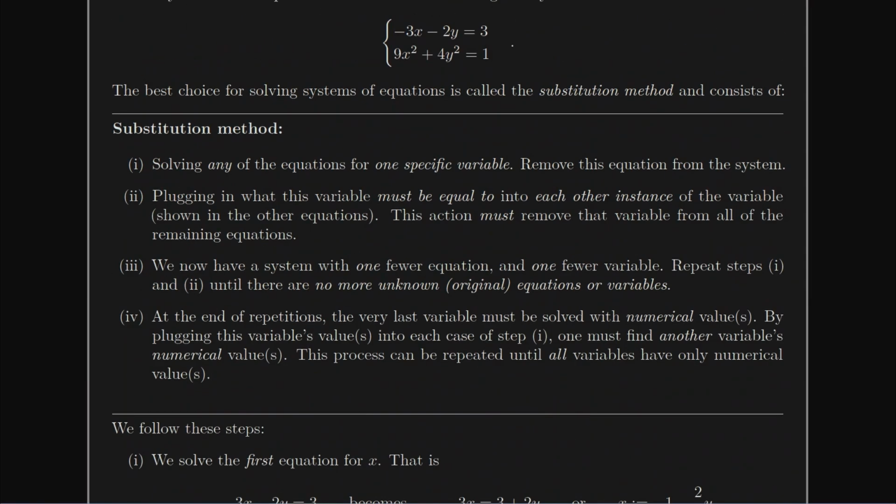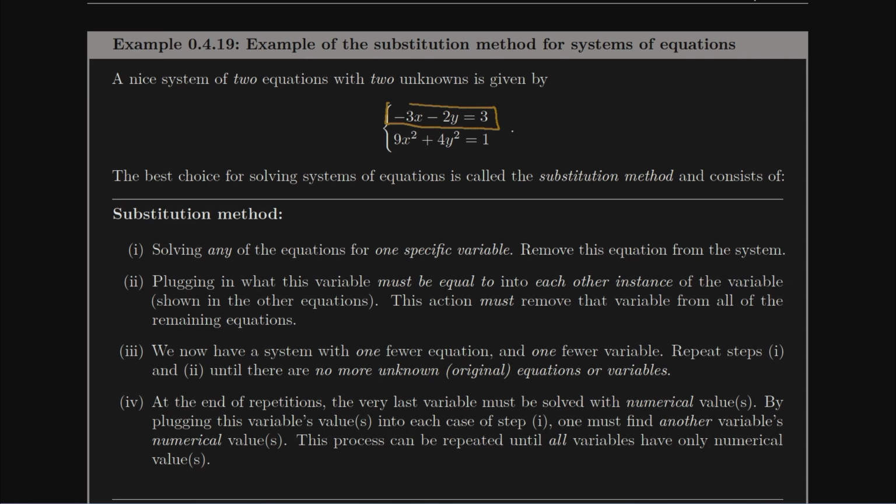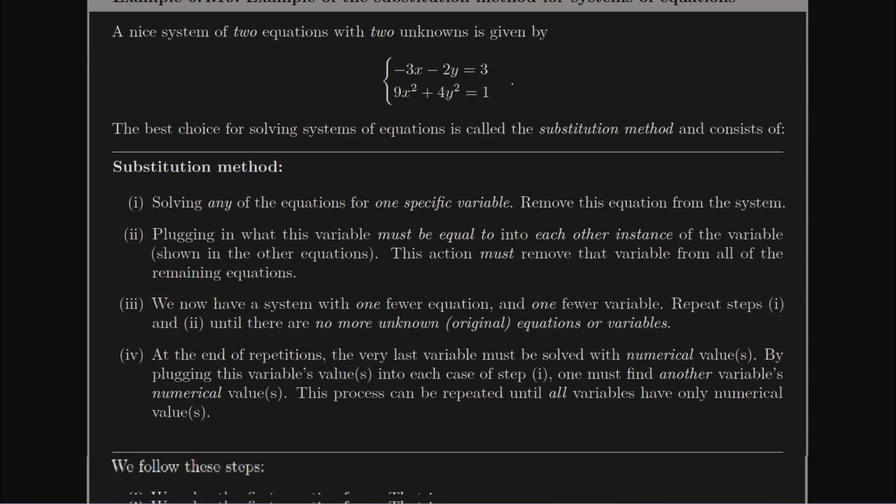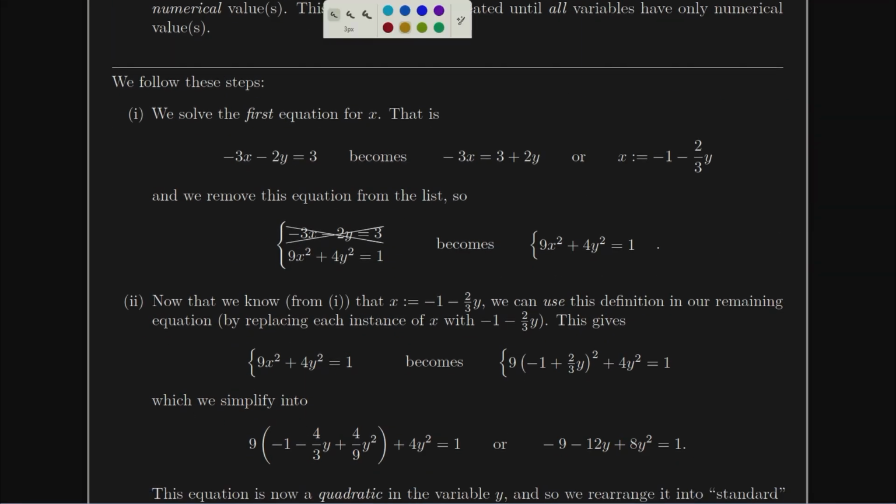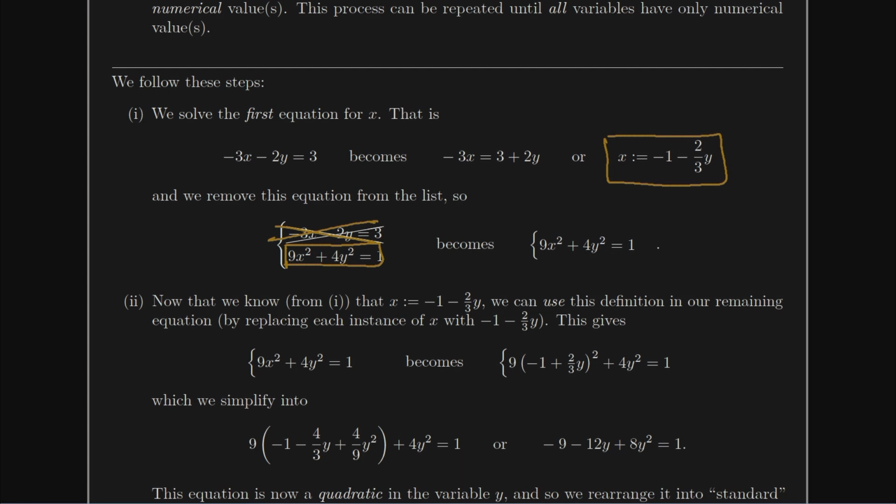And to do that, what am I going to do? I'm going to grab my first equation, and in this case I'm going to solve it for x. If I solve that first equation for x, it tells me x has to be -1 minus 2/3 y. Then I'm going to remove that first equation from my system, and I'm only left with this equation, at which point in step 2, I can plug this in for x in the second equation.